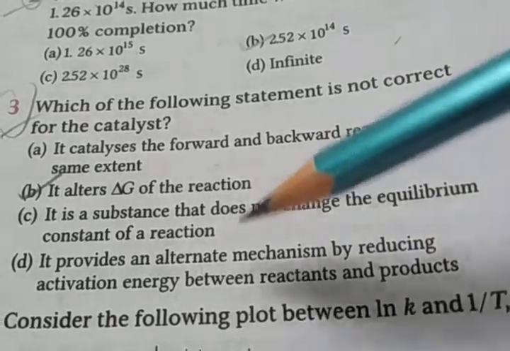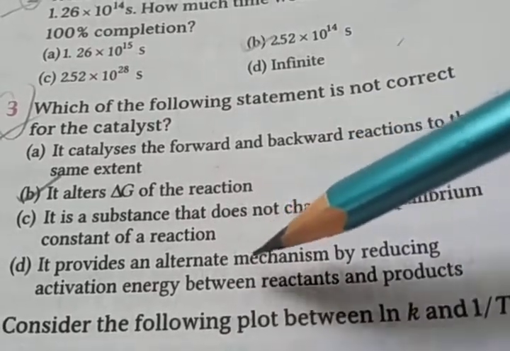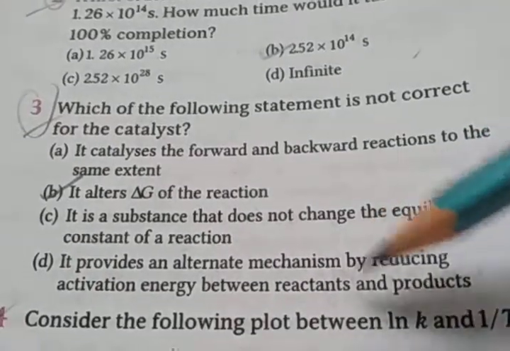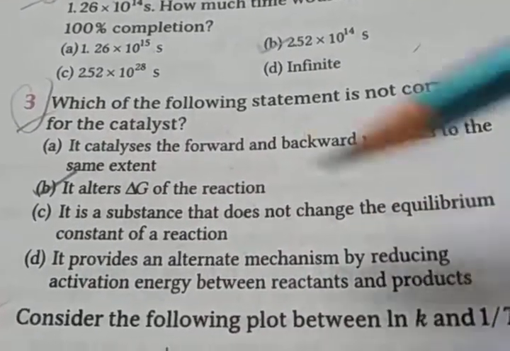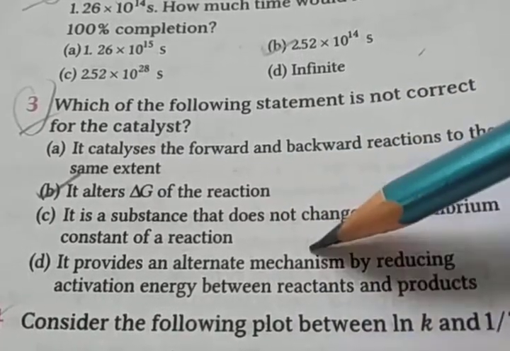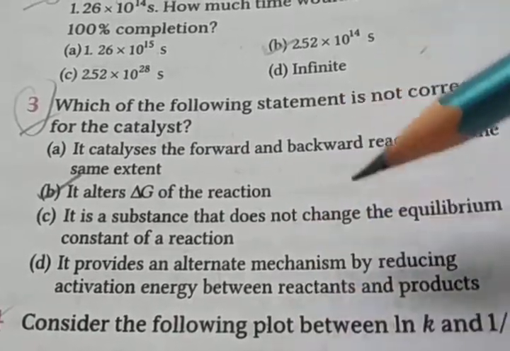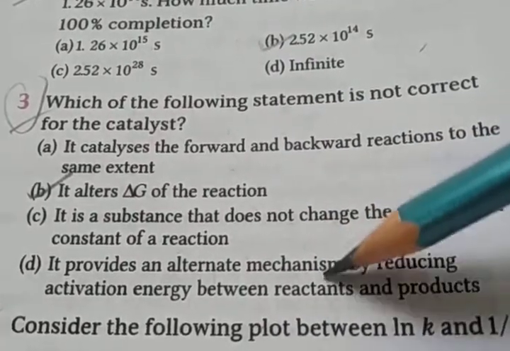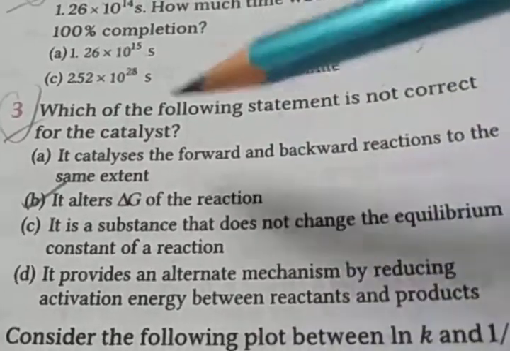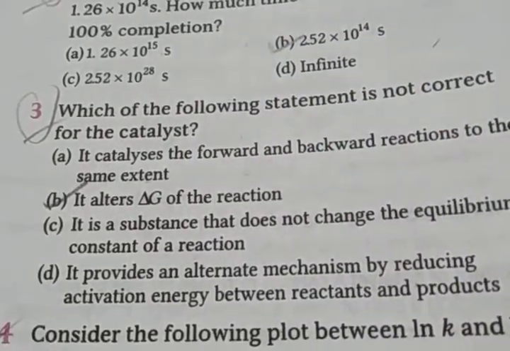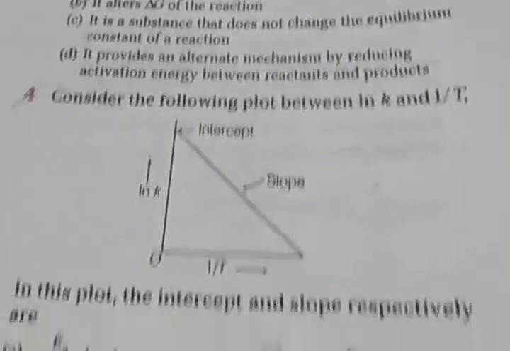Then fourth, it provides an alternate mechanism by reducing activation energy between reactants and products. So you already know that whenever a catalyst is used, it reduces the activation energy between reactants and products, following a different mechanism. So that means option B is not correct for the catalyst.